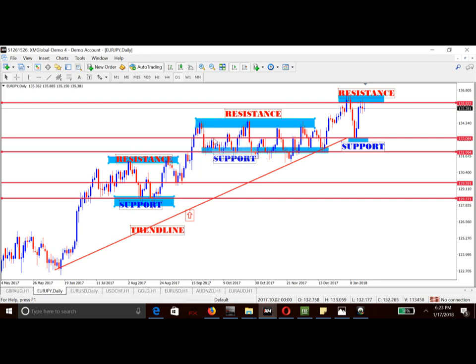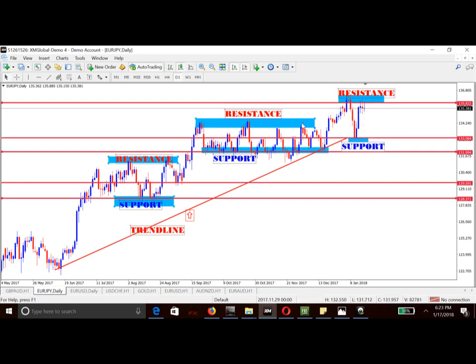Support, previous support usually becomes resistance in the Forex market. Now, at this point, this was the resistance level. This was the resistance level. We saw that it broke beyond that zone.